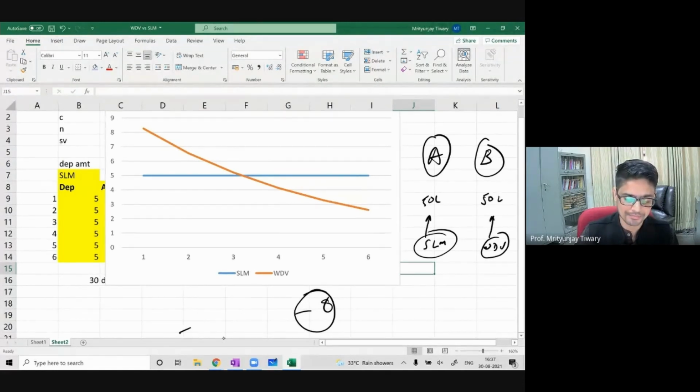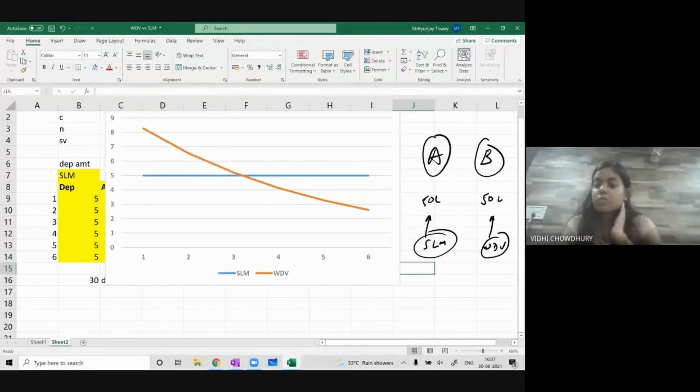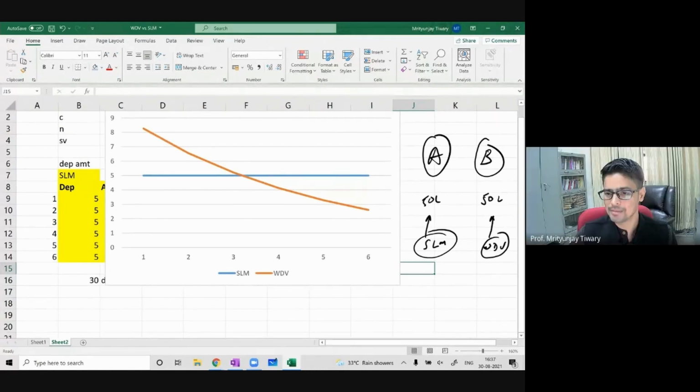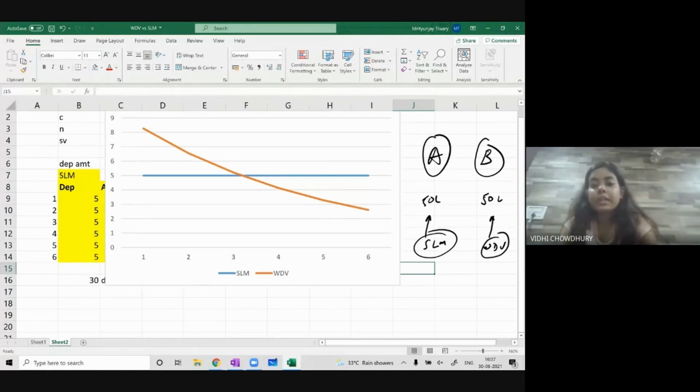Okay, Vidhi, go ahead. So depreciation is basically like we have accumulated that amount of profit. Vidhi, I'm sorry to interrupt you. Rest of the people, could you understand the question I'm posing? Is the question clear to everybody? Okay, fine. Please go ahead, Vidhi. Yeah, so we have accumulated that amount of profit. So in WDV, the accumulation is faster, more in the initial years and less in the later years. And in SLM, it's constant throughout every year.